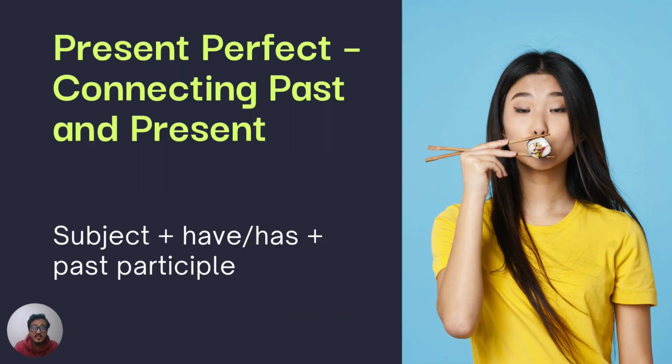The present perfect is like a bridge between the past and now. It tells us that something started before and it still affects us. The structure it follows is subject plus have or has plus past participle. Imagine your friend asks, "Have you ever eaten sushi?" Your answer could be, "Yes, I have eaten sushi multiple times."